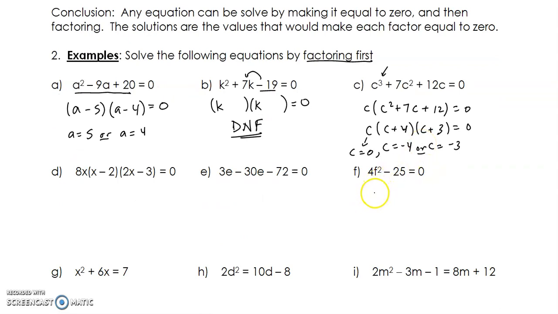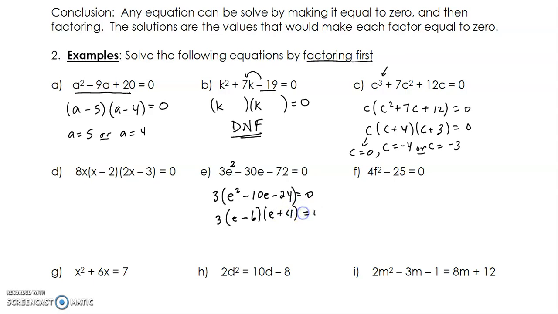I want to jump to letter E. This one has a common factor of 3. And there's a mistake in this question, by the way. That's supposed to have an E squared. So 3E squared minus 30E minus 72, you're going to take out the 3 and be left with E squared minus 10E minus 24. And the trinomial can be factored as E minus 6, E plus 4.